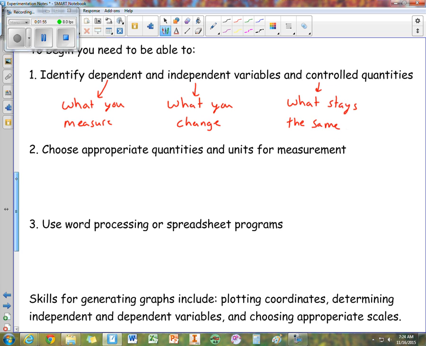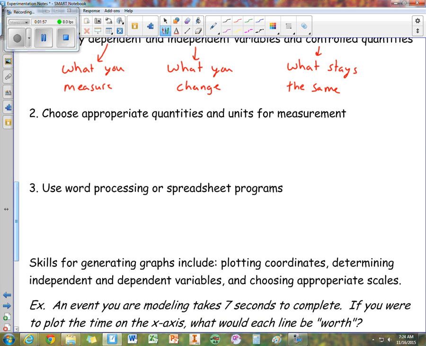Next thing you want to do is you want to make sure you choose appropriate quantities and units for measurement. If you're measuring time, make sure everything's in seconds. If you're measuring distances, make sure everything's in meters. Make sure all of your masses are in kilograms, things like that.